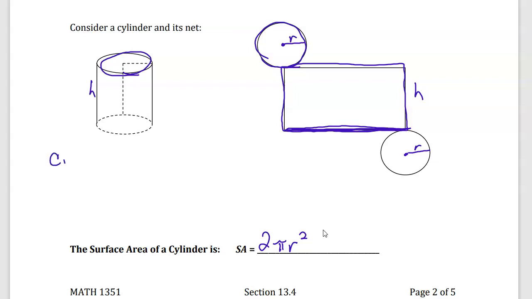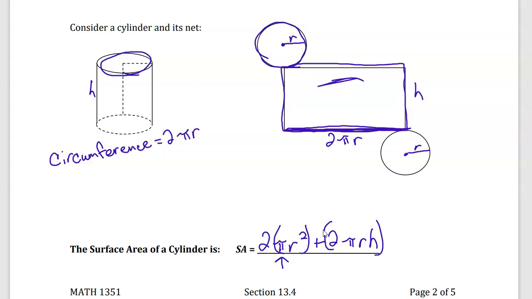So if you recall, the circumference of a circle is equal to 2 pi r. So this is 2 pi r, and so then we have 2 pi r times our height. So this is the area of the circles. This is the area of the interior here. And we add them, because I have 2 circles, and then I have one of these.